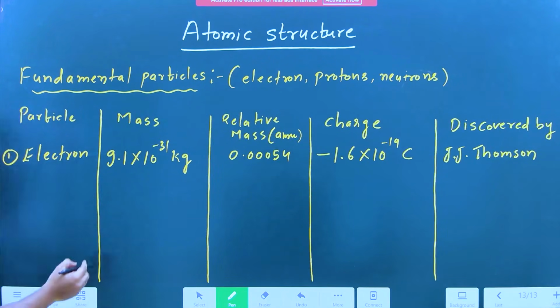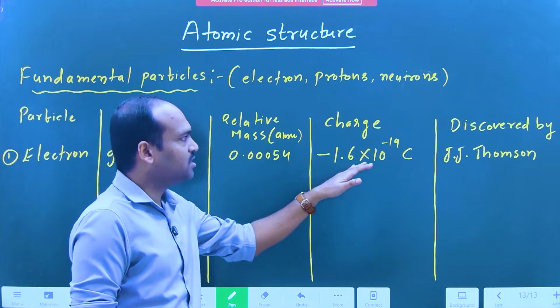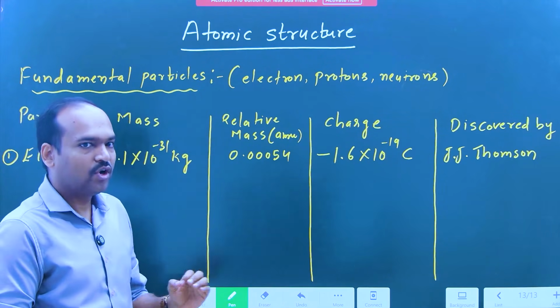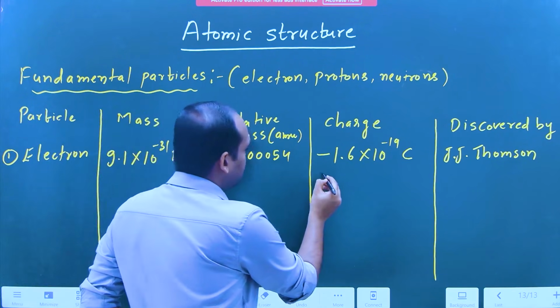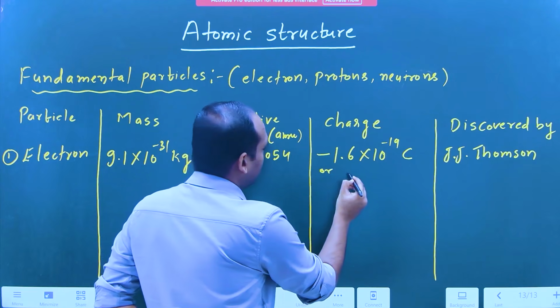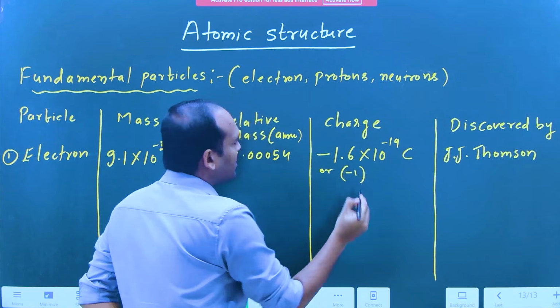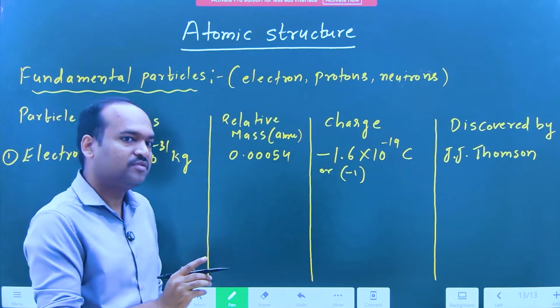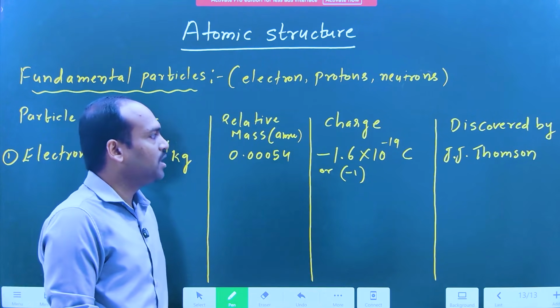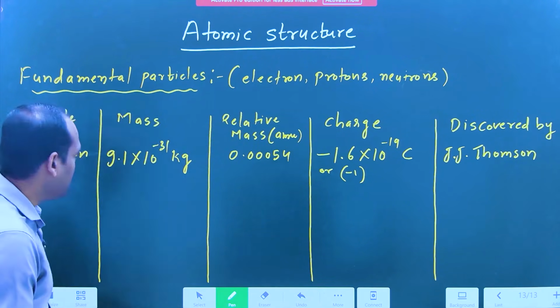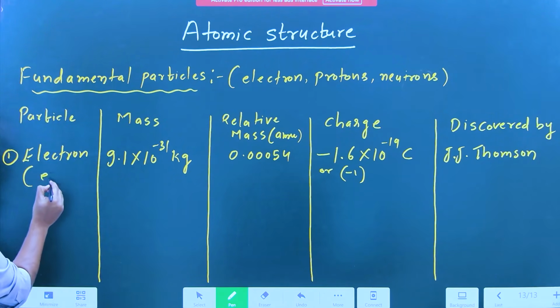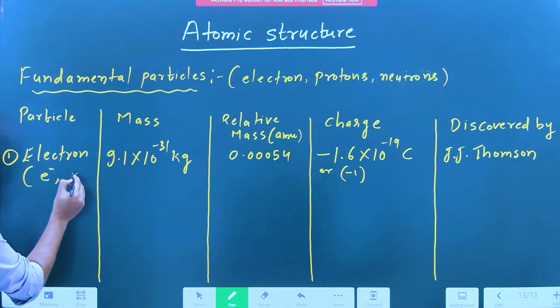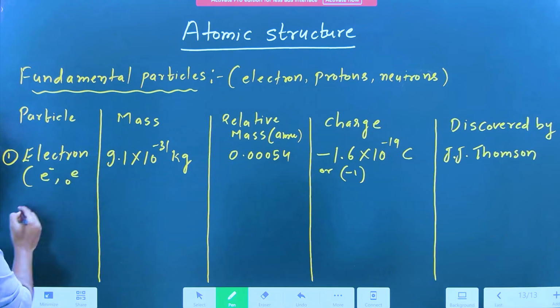Now, if I say the charge of the electron is 1 unit, then what is the relative charge? The relative charge on one electron is -1, whose actual value is 1.6 into 10 power minus 19 coulomb. So what symbol can we use for the electron? We can use e minus, or e with 0 and -1. One minute.